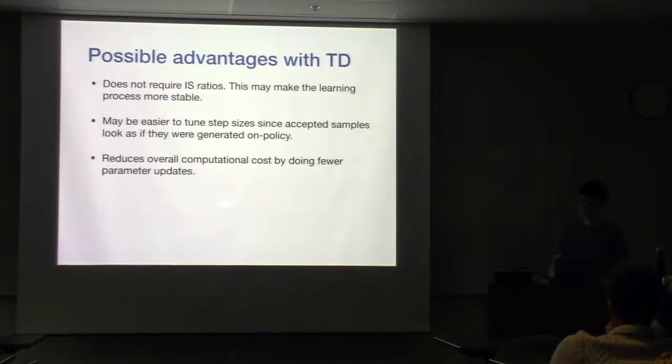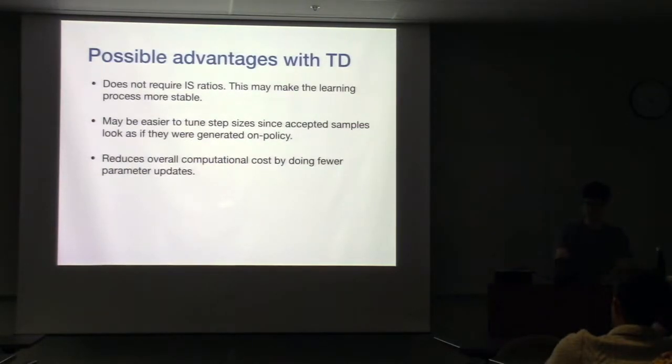And then finally, the third point is that you might be a bit more computationally efficient because whenever you reject a sample, you don't have to do an update. Let's say you have a big neural network or something, a parameter update is really expensive compared to the cost of just sampling the uniform random variable and sampling an action.